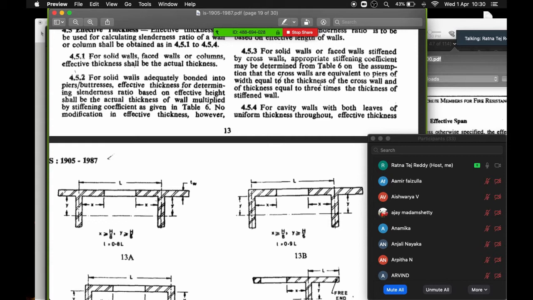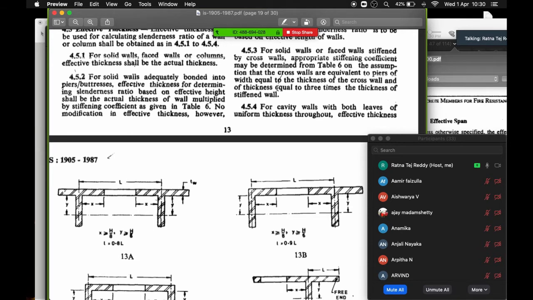Now we are trying to assume the cross wall as a pier over here. We're just trying to convert a cross wall into a pier, into a pier kind of a formation. Now for that, the width of that particular converted pier is equal to the thickness of the cross wall, and the thickness equal to 3 times the thickness of the stiffened wall.